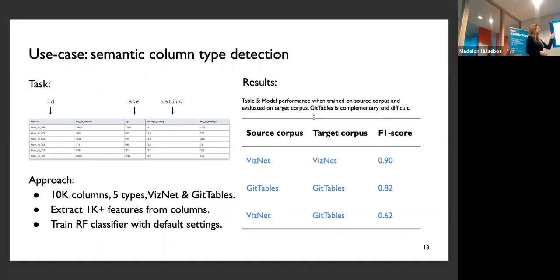We then train this model on a source corpus here in this table. For VisNet, if we evaluate it on columns from VisNet, we get a very accurate F1 score, very accurate model, which, I mean, all these table models so far have really surprisingly good performance on table understanding.